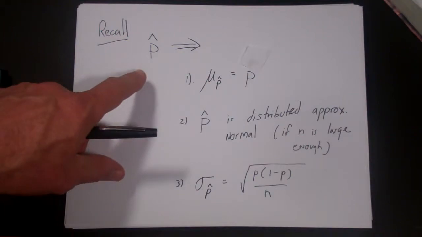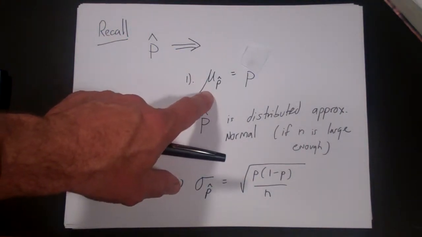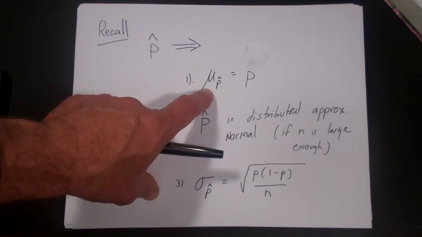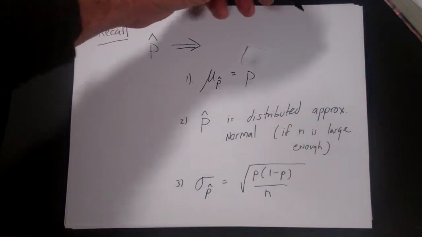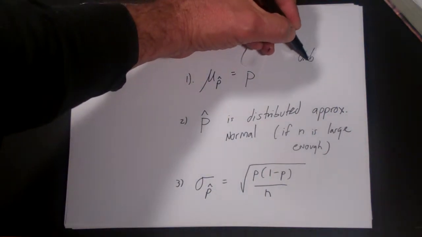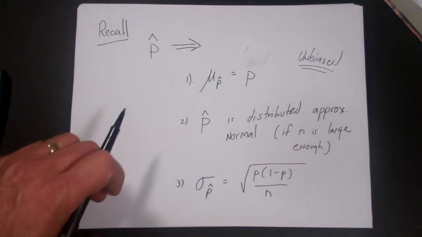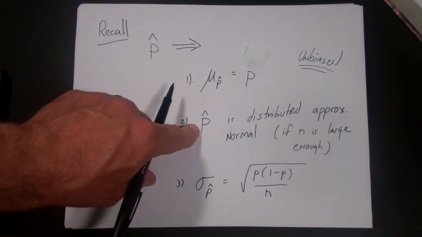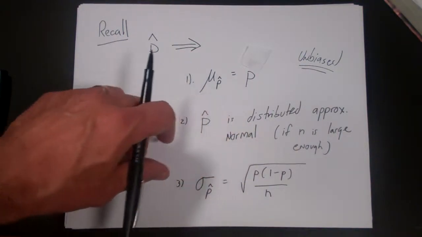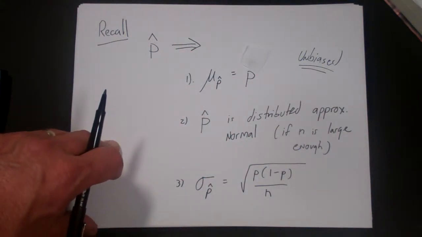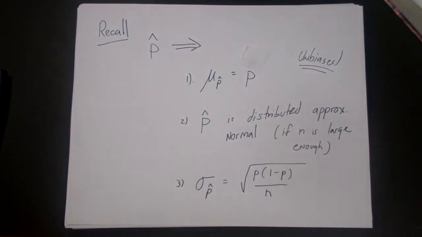The first is that as an estimator, it has an expected value, or a mean value, equal to the true population proportion. In other words, it's an unbiased estimator if you take a simple random sample. The second is that p-hat will be distributed approximately normal under certain conditions, and the conditions essentially are that the sample size is large enough. We're going to use little n for the sample size.